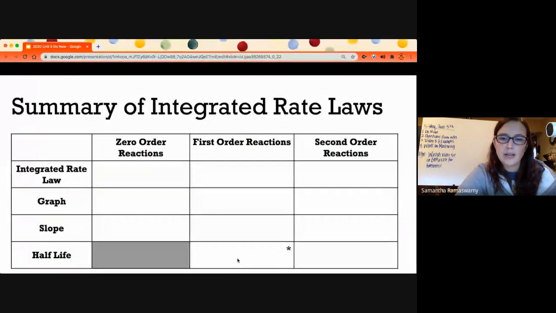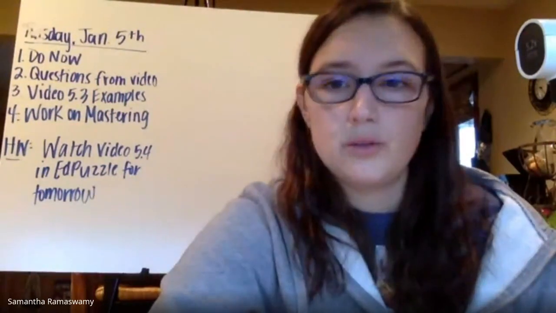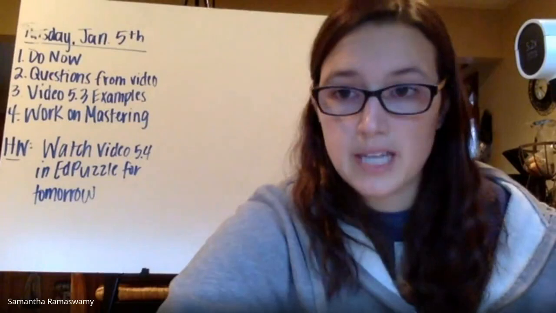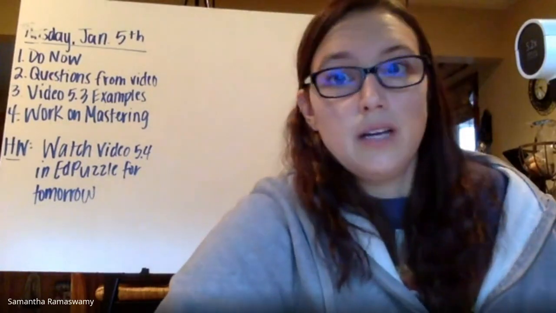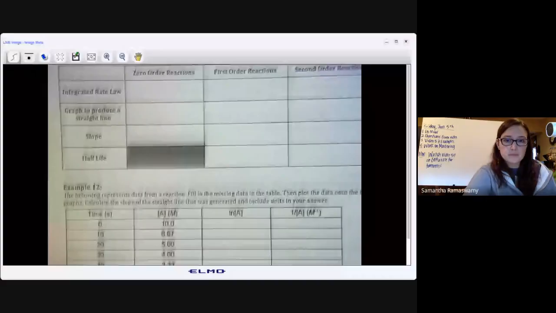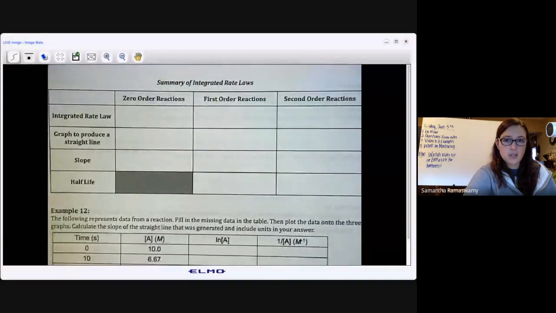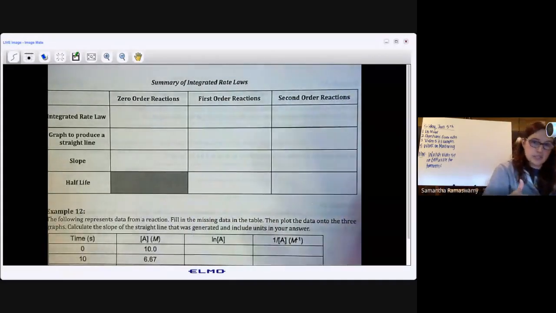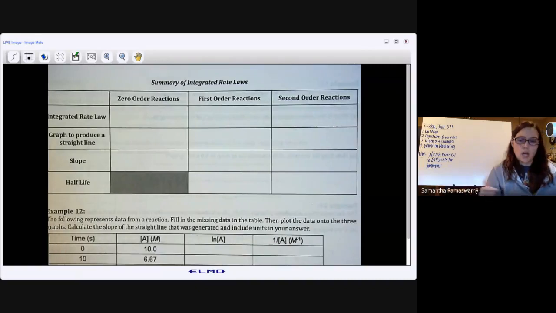So I'm going to switch back to the document camera, and we're going to look at the summary table for integrated rate laws. Again, this is at the top of page 12. We're going to look at each order individually: zero order, then first order, then second order. And as we go through this, what I'm hoping is that we can put everything together, so you know how to tell that something is zero or first or second order.